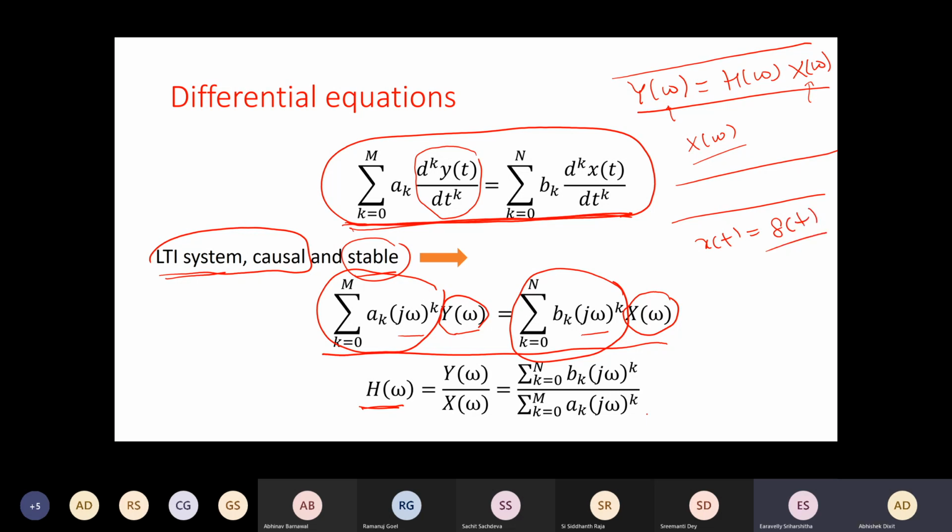Why do we learn impulse response? Because impulse excites all frequencies. That's why impulse response is the complete characteristic of an LTI system. If you look at the transform of an impulse, it's a constant. That means it is exciting all the frequencies. Whatever output you get, the impulse response, is the complete characteristic of an LTI system.